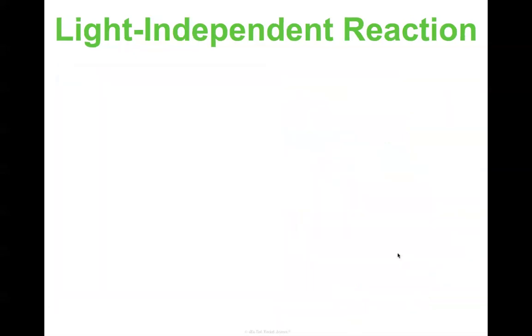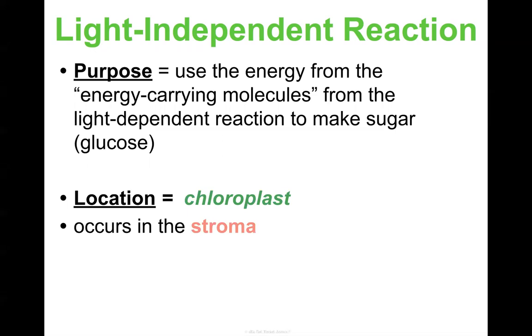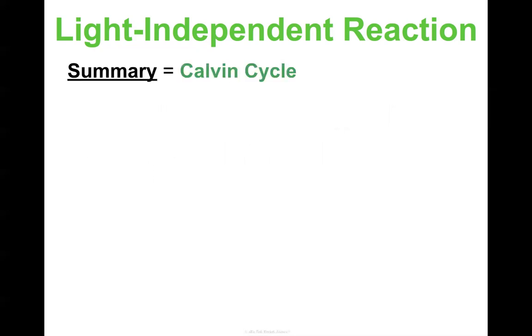So this is the light-independent reaction, or the synthesis, where we create, synthesis means create, where we create the glucose. The purpose of the light-independent reaction is to use the energy from the energy-carrying molecules we just charged up with the energy from the sun to make sugar or glucose. So the location for this class, you just need to know it happens in the chloroplast. But to give you a little more detail, this occurs in the stroma, the liquid between the stacks of grana. And this process is called the Calvin cycle.